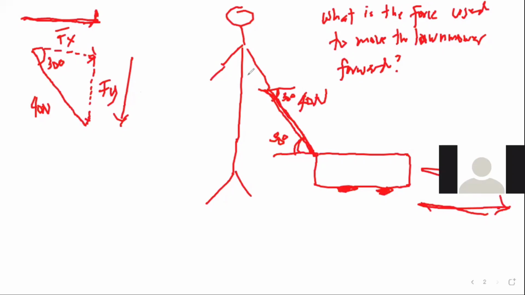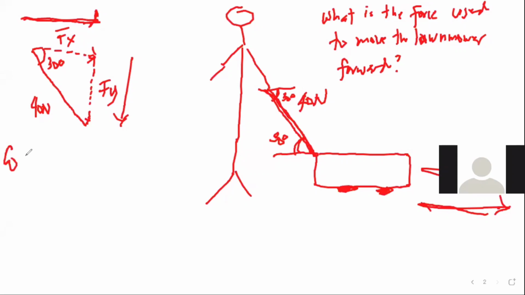So the question is, what is the force used to move the lawn mower forward? So we are going to get the x component because the x component of the force is parallel to the motion of the lawn mower. So definitely that x component is only responsible for the movement of the lawn mower to move forward. So we are going to get it.